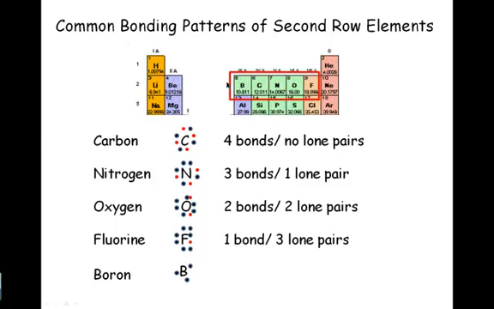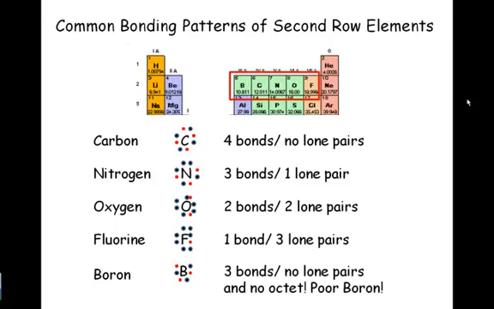Looking at the periodic table, we can see that boron has 3 electrons in its valence shell. So boron can share those 3 electrons to make 3 bonds. Right? So we add in 3 electrons from some other atom or atoms, and we've made 3 bonds, but boron still does not have an octet of electrons. So while boron is neutral, it only has 3 bonds. It has no lone pairs, no octet.